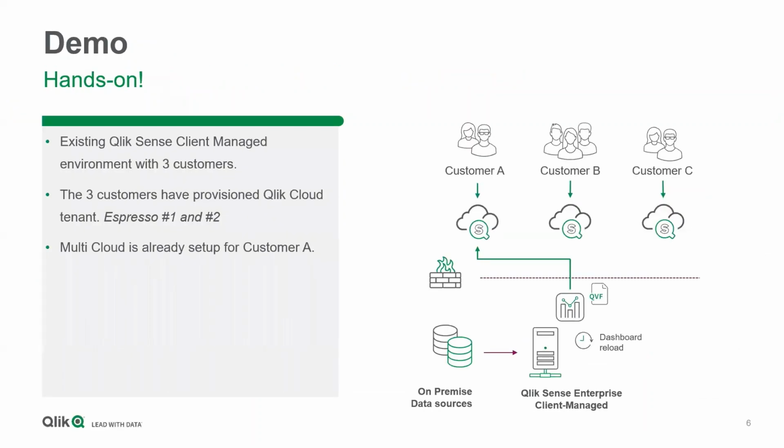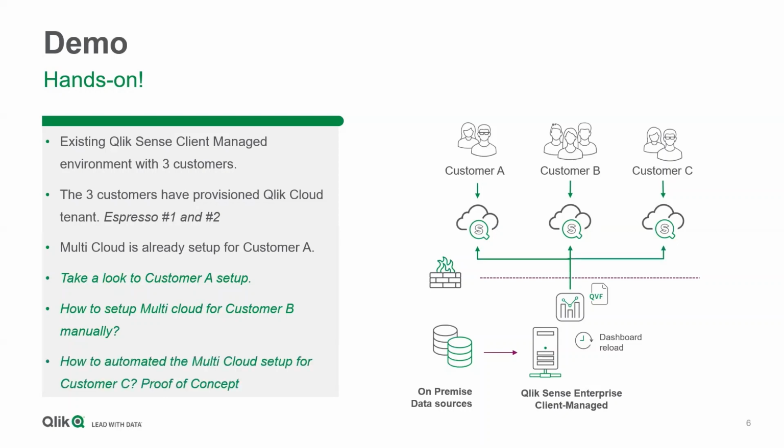Okay, now let's go for a demo. For this demo, we assume that we have 3 existing customers on our platform. Each customer already has a tenant. It's provisioned, as you have seen in the previous Espresso webinar. Multi-cloud is already set up for customer A. So today we will take a look at customer A's setup, see how to set up multi-cloud for customer B manually, and a proof of concept to automate the setup for customer C.